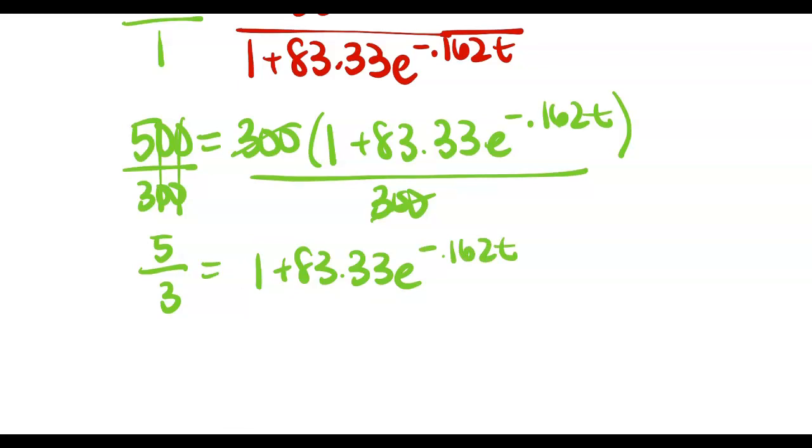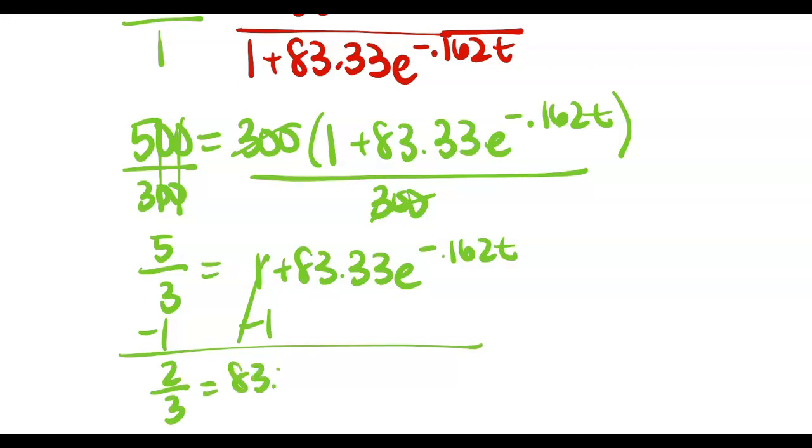From here, technically, all of this is considered your exponential function. Since this is being multiplied, I'm not going to divide just yet. I'm going to get rid of the 1 first. So I'm going to subtract 1 on each side. So when I have 5 over 3 minus 1, okay, well, you don't need a calculator for that, guys. Just do 1, which is the same thing as 3 over 3. 5 over 3 minus 3 over 3 is just 2 over 3. And that's going to equal 83.33 e to the negative 0.162 t power.